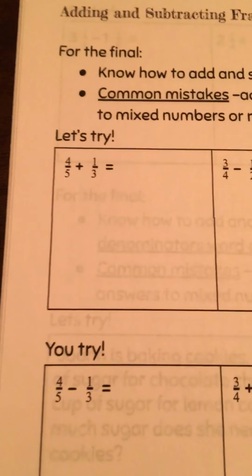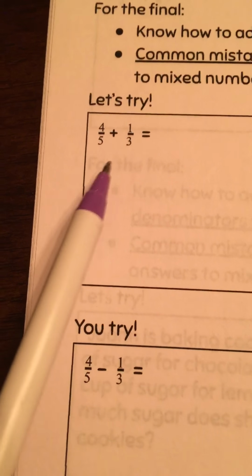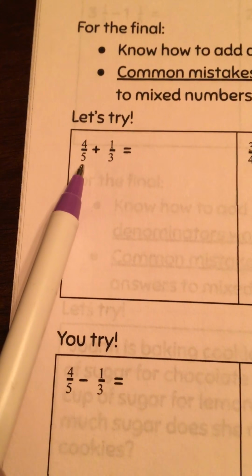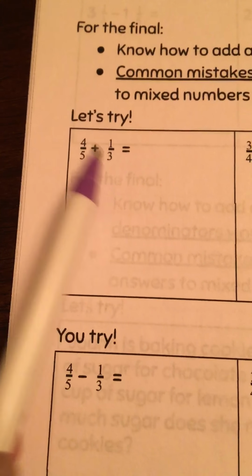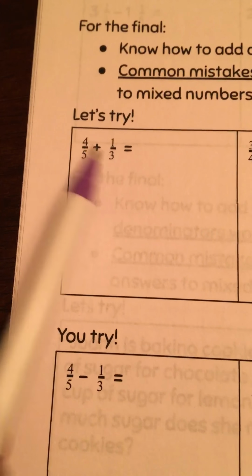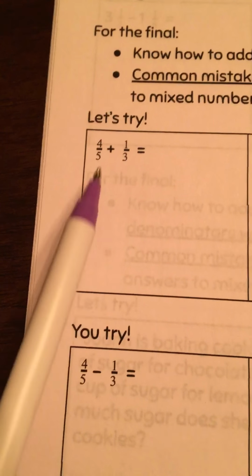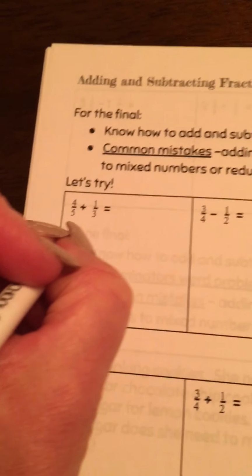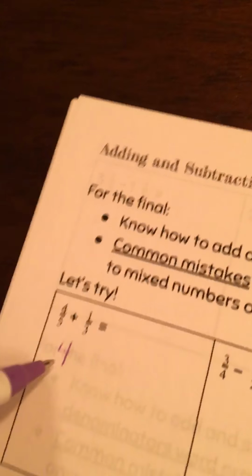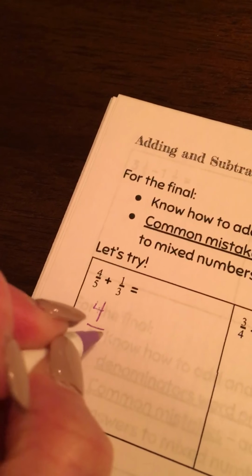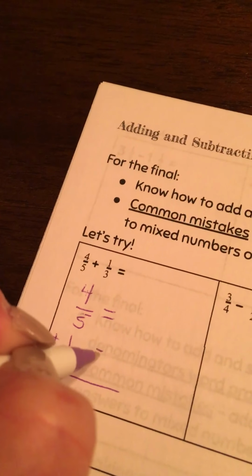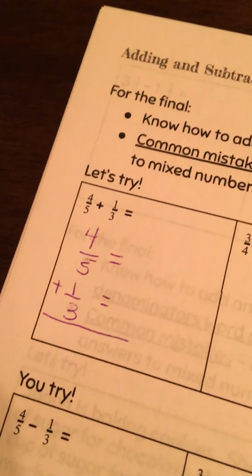Our first one that we're going to do is 4/5 plus 1/3. Just a reminder that whenever my denominators are different, I have to make them the same. So the first thing I'm going to do is rewrite them up and down and then change my denominators. So I'm going to go ahead and write 4/5 plus 1/3 over here. And then I'm going to make equivalent fractions. So I'm going to set my problem up like this.